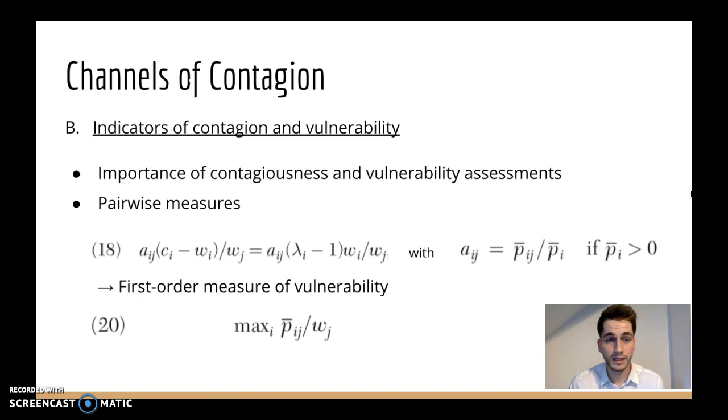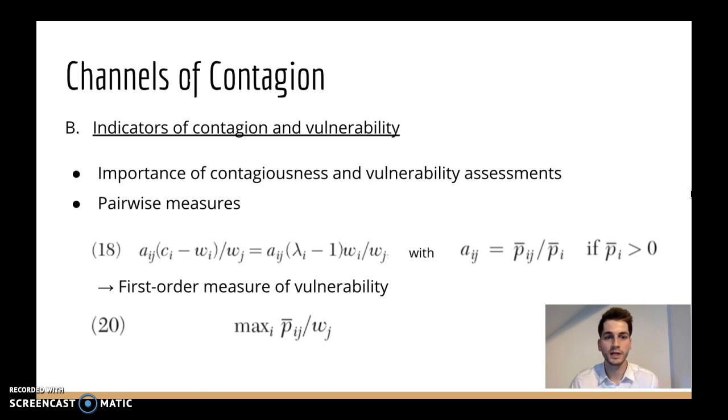So, it is also important to assess the potential contagiousness of different banks, given their individual characteristics and their position in the financial system. Using just individual balance sheet information about a bank, it is possible to assess its inherent contagiousness and its inherent vulnerability to contagions. Pairwise measures have been developed in order to assess this vulnerability.